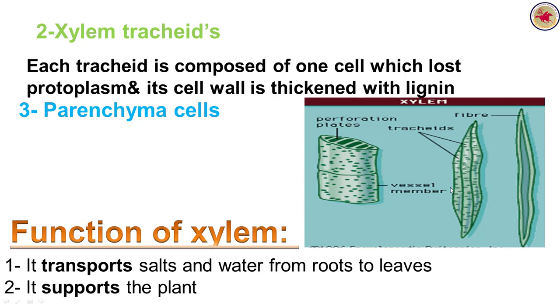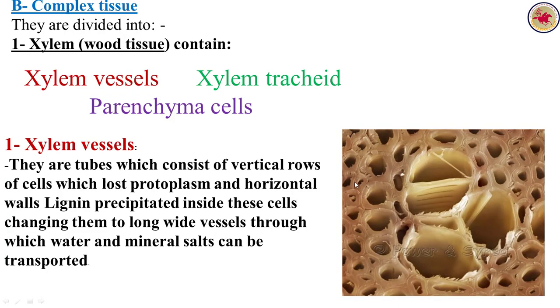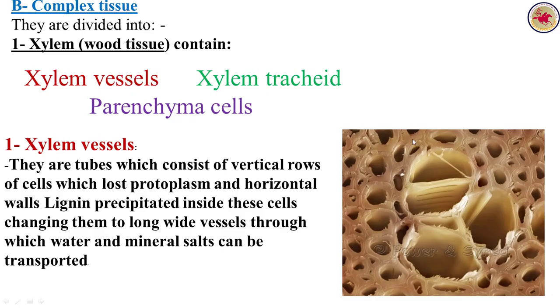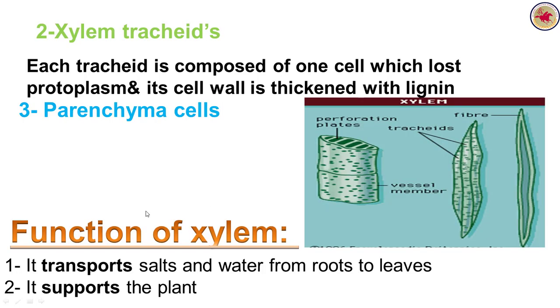The exception in structure is that each consists of only one cell, not like the previous one, adhesive cells. Thickening is also with lignin, but the two tips are closed, whereas here they are open from the two tips. More pitted plates without thickening. Here, fewer pits. Function of xylem: transport salt and water, and it is also like wood, so it helps in support.